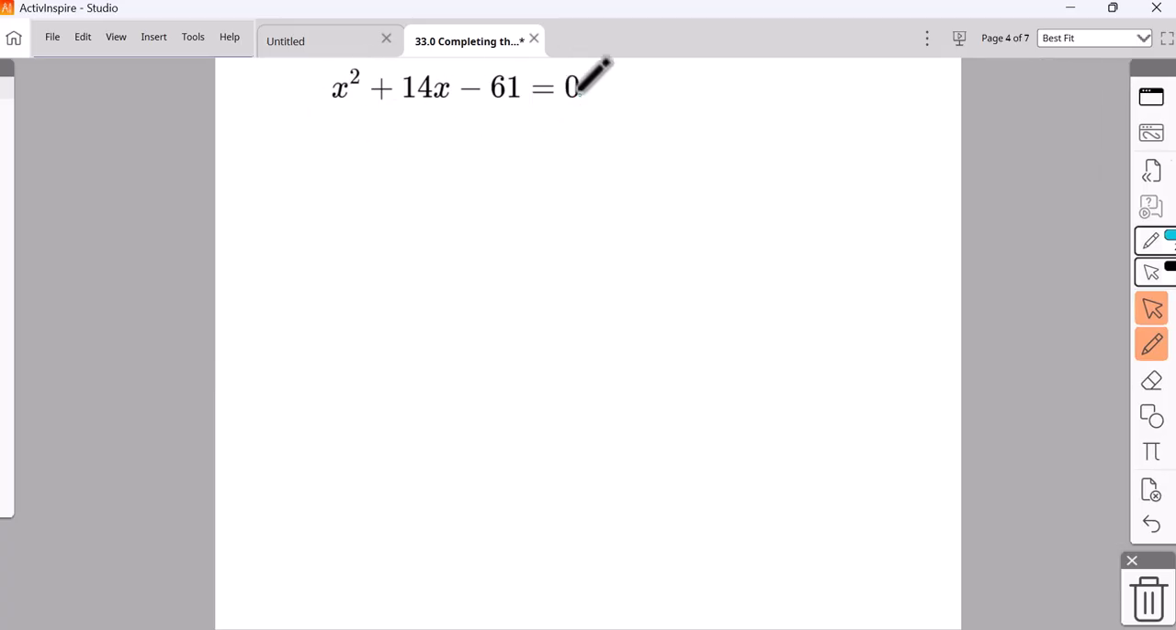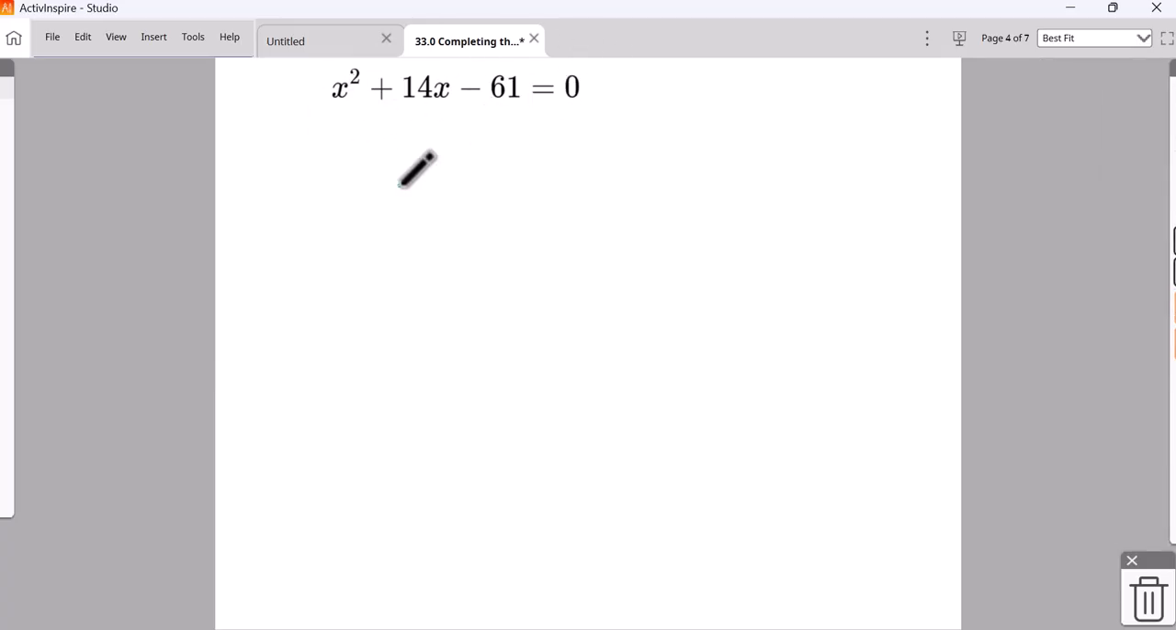Okay, so the way that we're going to work through this today, you've kind of seen the structure of things, is anytime we have a number, that's going to go to the other side. So my first step is x squared plus 14x plus something is going to equal 61. So I'm going to add 61 to both sides.